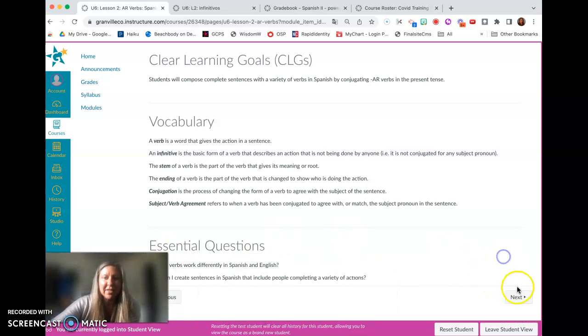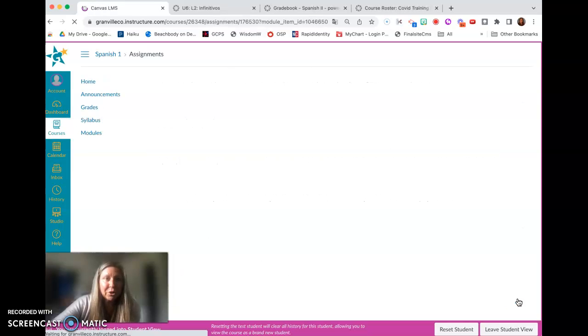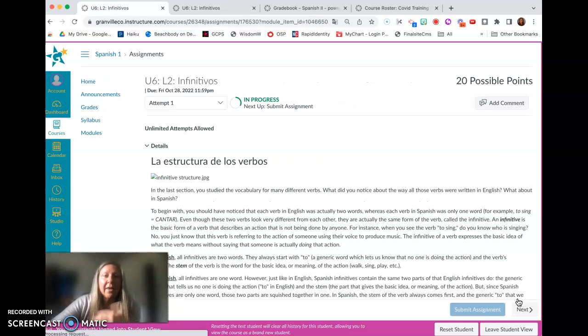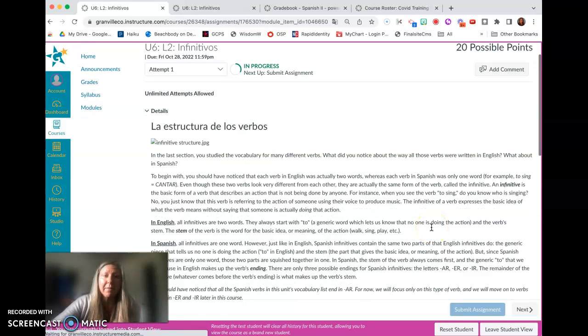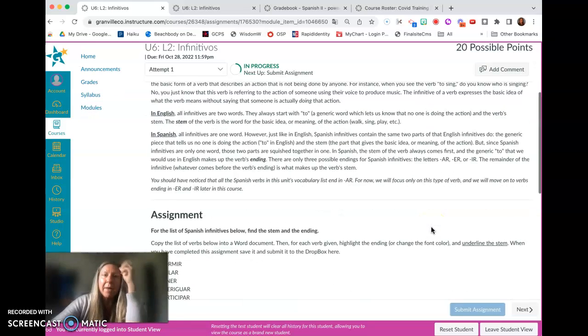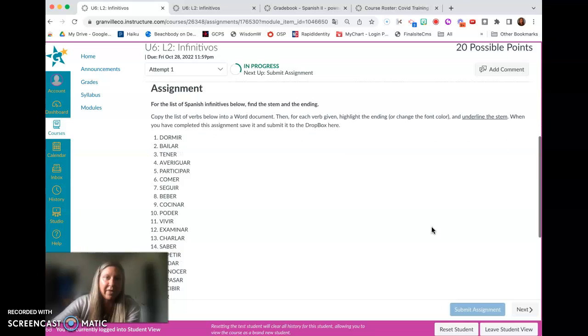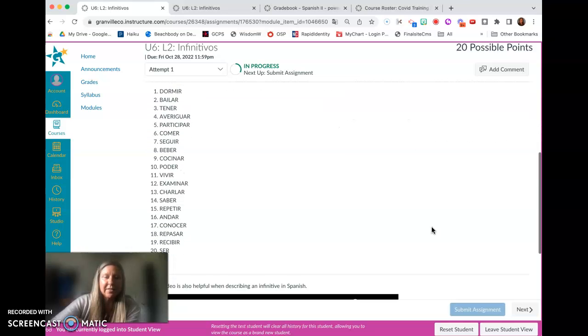So before we look at the conjugation and subject-verb agreement, I'm going to jump to the next portion of this lesson. In the next portion of this lesson, there are some items here about the structures of verbs, but you can feel free to read over that, and I'm going to scroll down here to the assignment.